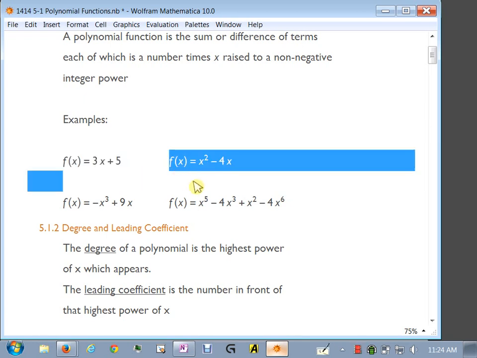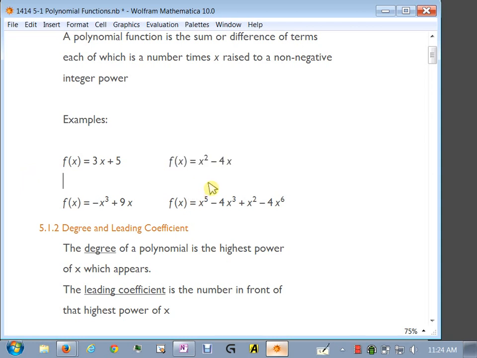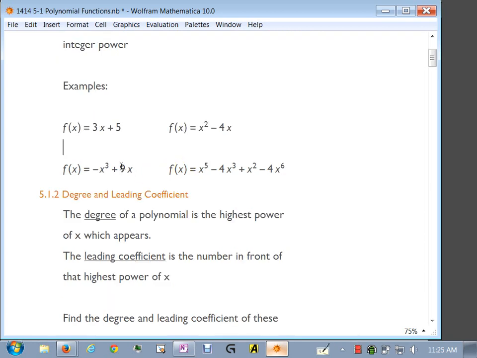This one, what type of function is that? Quadratic, right? x squared. So that looks like ax squared plus bx plus c. All right? So we've actually already studied polynomials. You just didn't know they were called polynomials. But we can now go into more complicated things like this.